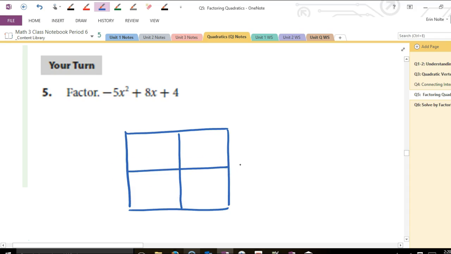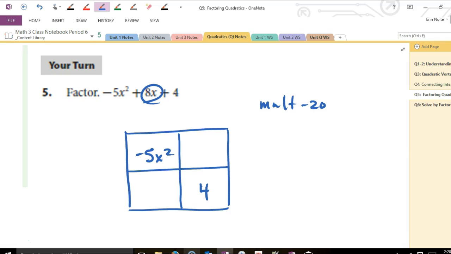All right, so let's go over this one. This is very, very interesting in my opinion. All right, so what's my first step on this box method? So I put negative 5x squared here, and I put 4 here. And then what do I do? Multiply. So what's negative 5 times 4? Negative 20. So I need two numbers that multiply to negative 20 and add to positive 8. 10 and negative 2. Okay, so 10x and negative 2x.